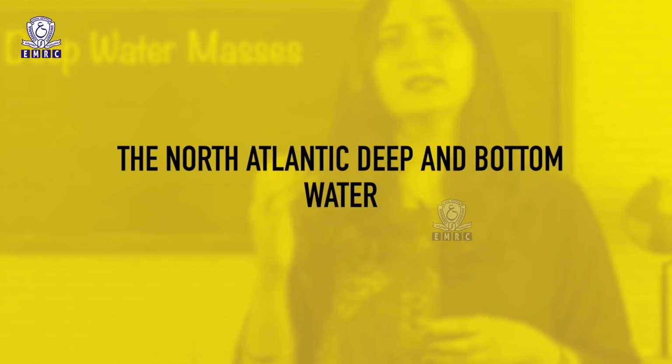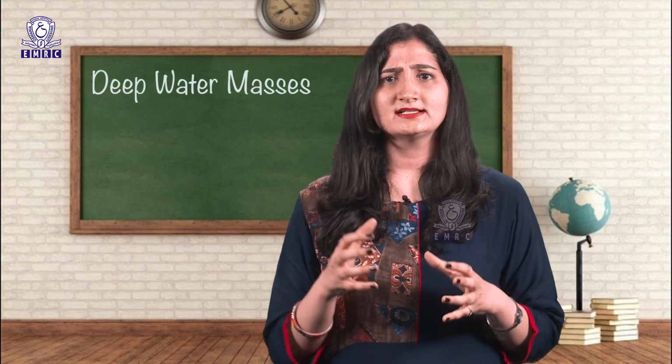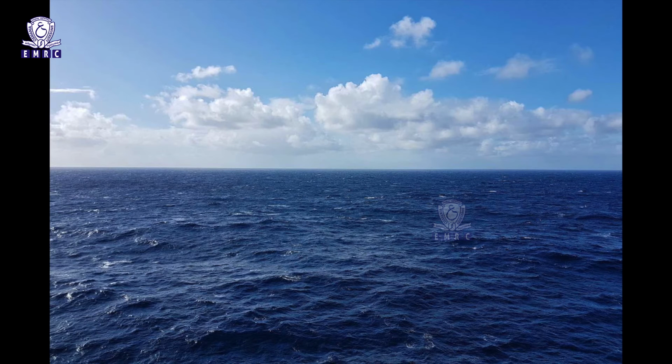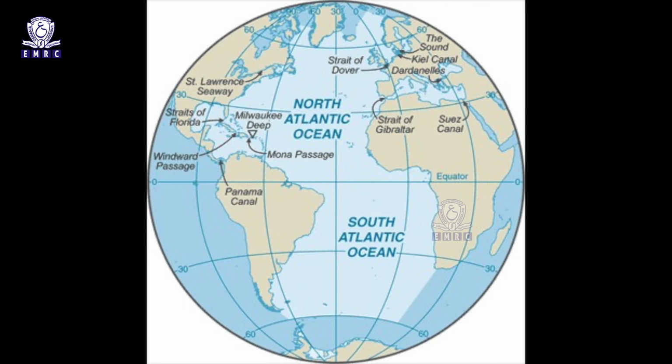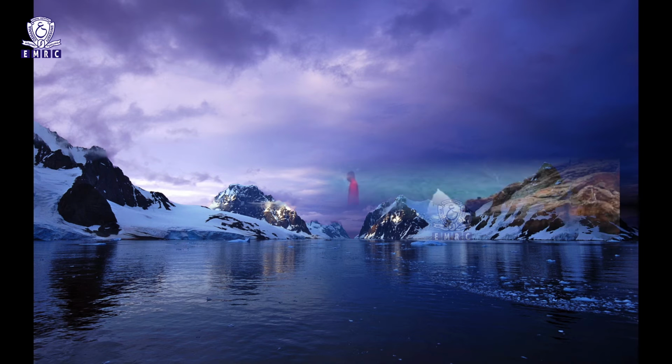The North Atlantic deep and bottom water. As the name indicates, this water mass can be conveniently divided into two types, the deep water and the bottom water, which have different origins. However, the deep and the bottom water masses are characterized by homogeneity all over the Atlantic Ocean. The deep water originates in the extreme north part of the North Atlantic Ocean, whereas the bottom water is somewhat mixed with the bottom water of Antarctic origin.